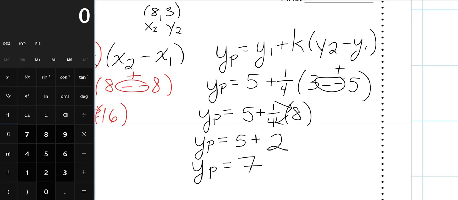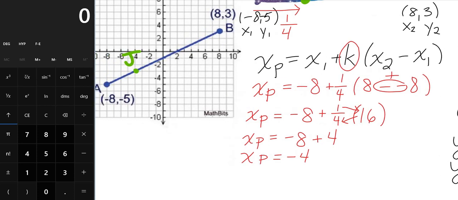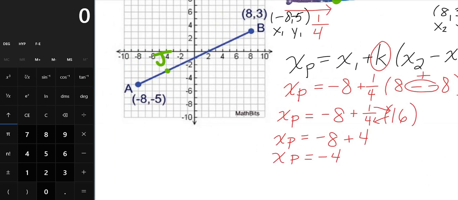So we have a -5 for y1. That's where we made a mistake. So this is a negative. So then -5 plus 2. That doesn't give me 7. -5 plus 2 is -3. Aha! That looks much better. Let's go back to our graph. So -4, -3 for J.